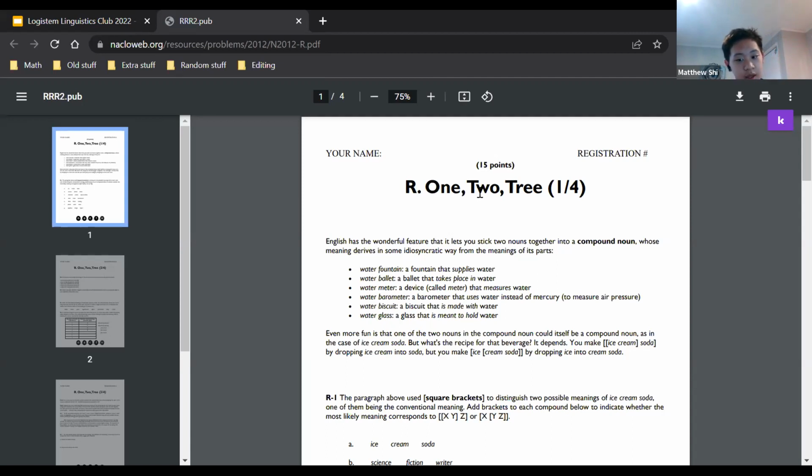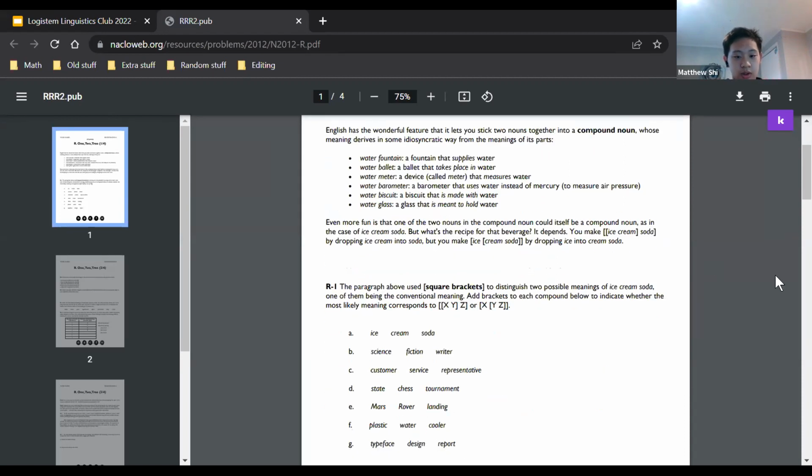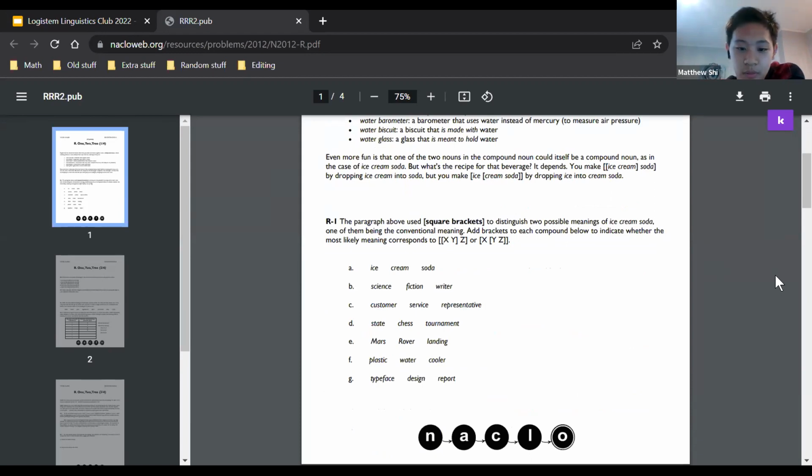It depends. You can make [ice cream] soda, or soda made out of ice cream, but you can also make ice [cream soda] by putting ice into cream soda. So the paragraph above used these square brackets to distinguish two possible meanings of ice cream soda, one of them being the conventional meaning. Add brackets to each compound below to indicate whether the most likely meaning corresponds to [xy] then z, or x then [yz].